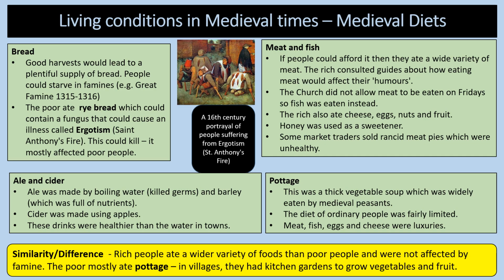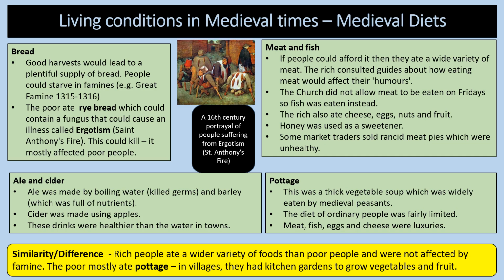In terms of drinks, ale and cider. So ale was made by boiling water, which actually killed germs, although medieval people didn't know that, so it was definitely healthier to drink. And barley, which was full of nutrients. Cider was made using apples, and these drinks were healthier than the water in towns.